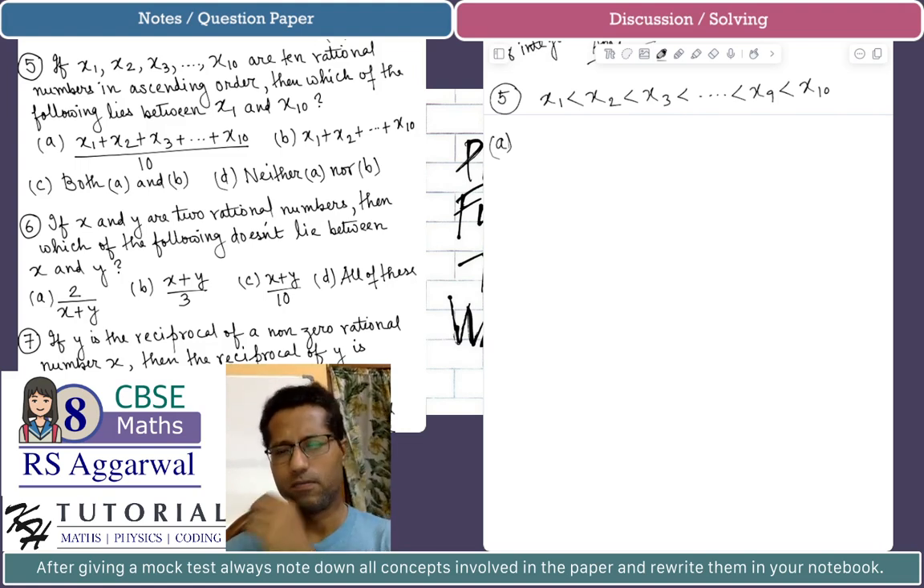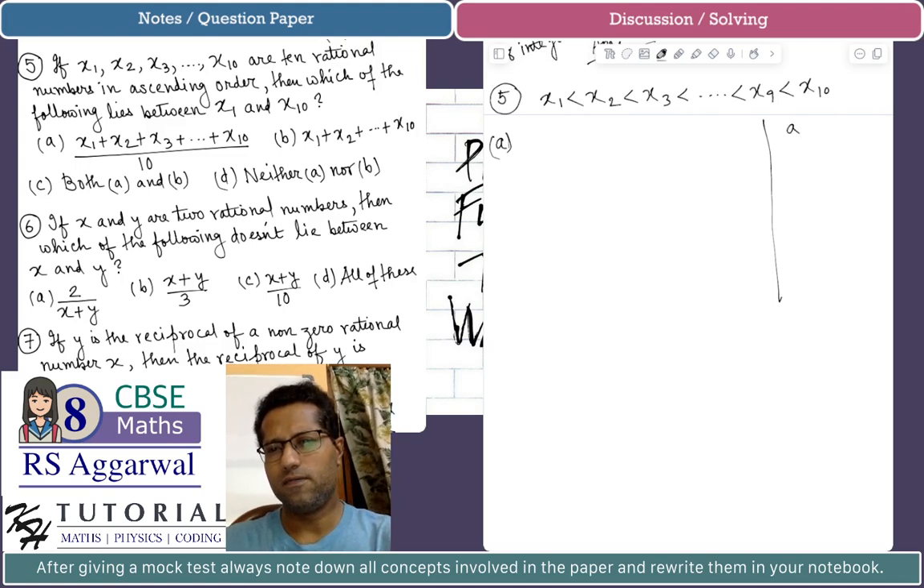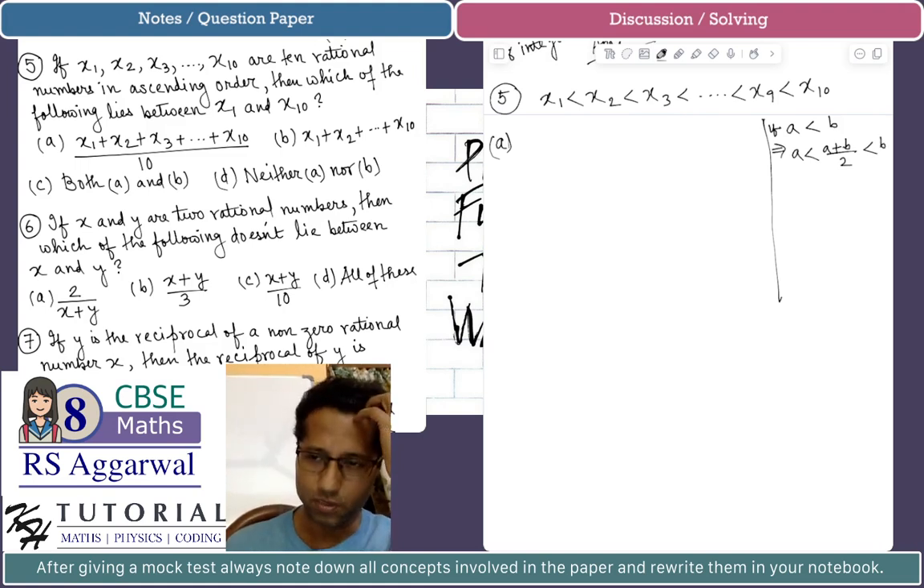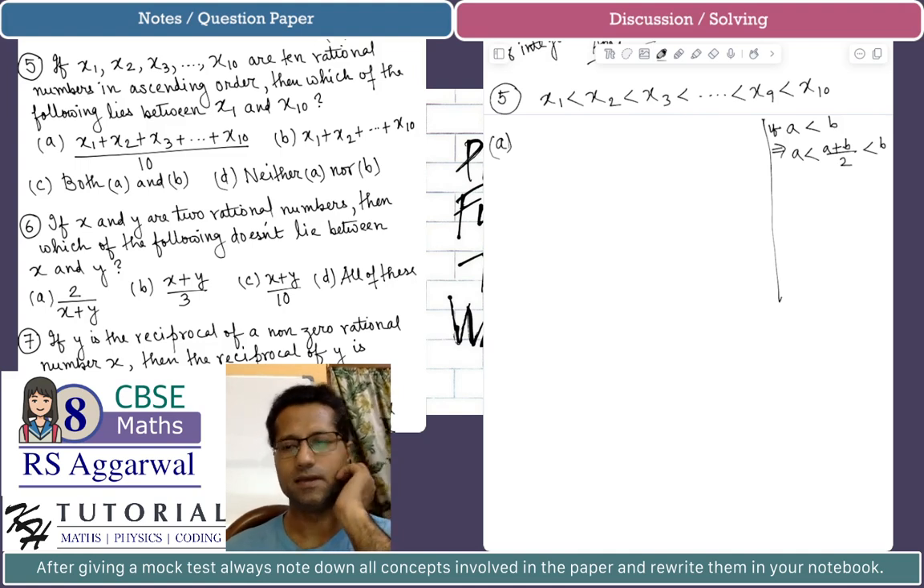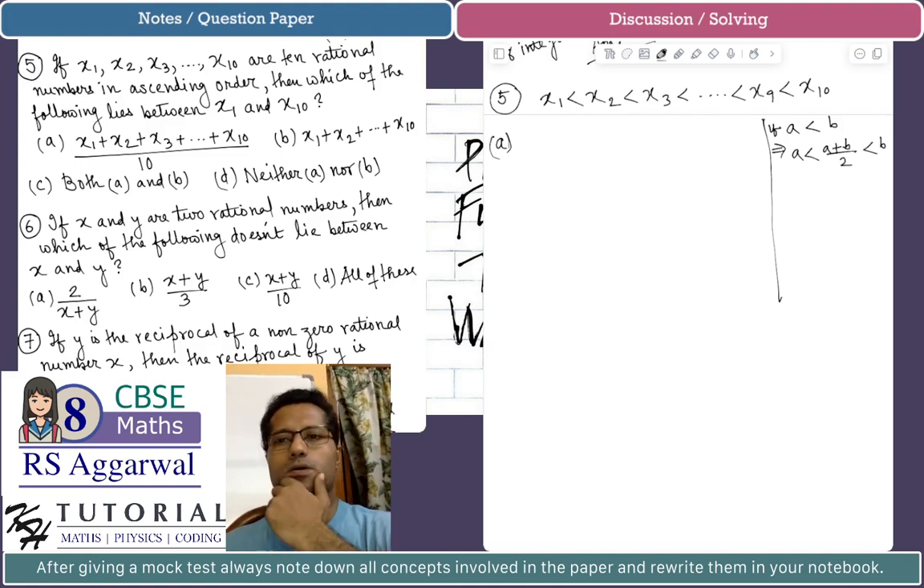Now from the properties of rational numbers, we know that if A is less than B, then the number A plus B by 2 will lie between A and B. If there are two rational numbers A and B where A is less than B, then A plus B by 2 will lie between A and B. That is, A plus B by 2 will be greater than A and less than B. So how can we use this concept to solve this problem?